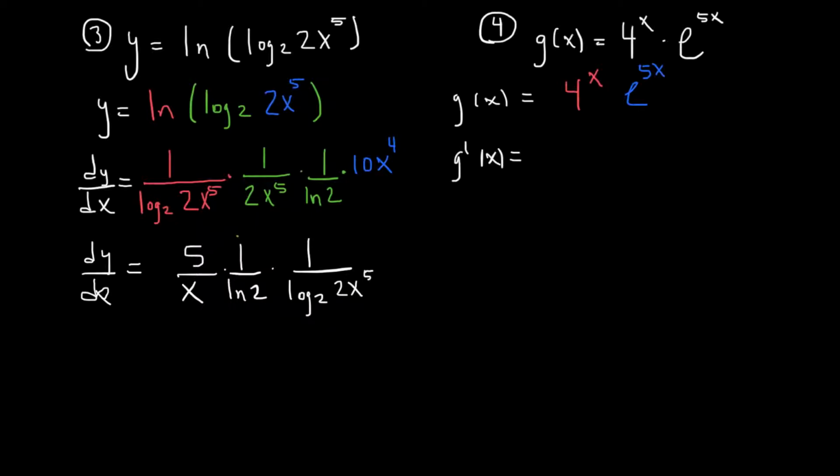Now if you want to, you can just make it one fraction. 5 over x ln 2 times log base 2 of 2x to the fifth. And the entire time, notice that I didn't have parentheses around this argument, because it's understood to be the argument of log base 2, because it's what immediately follows log base 2. But if you think it helps, then go ahead and use parentheses on that. Equals dy/dx.